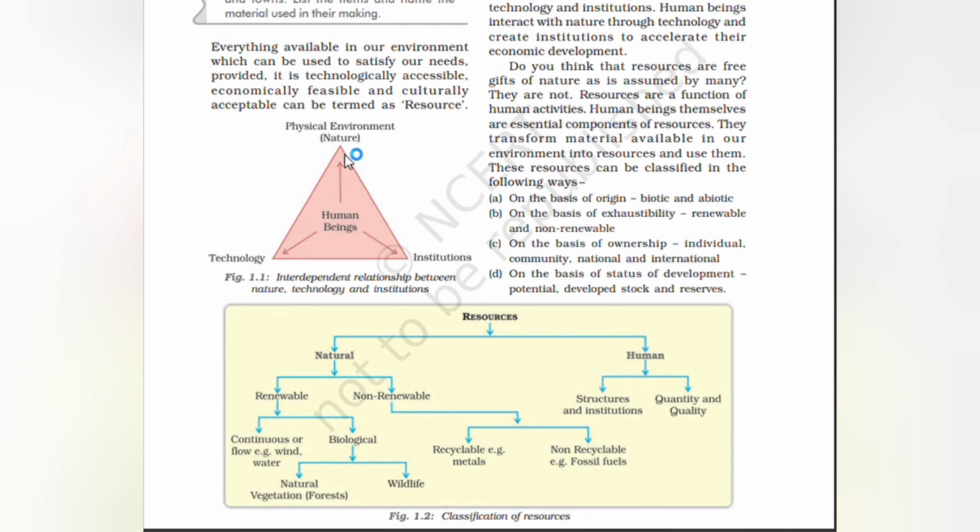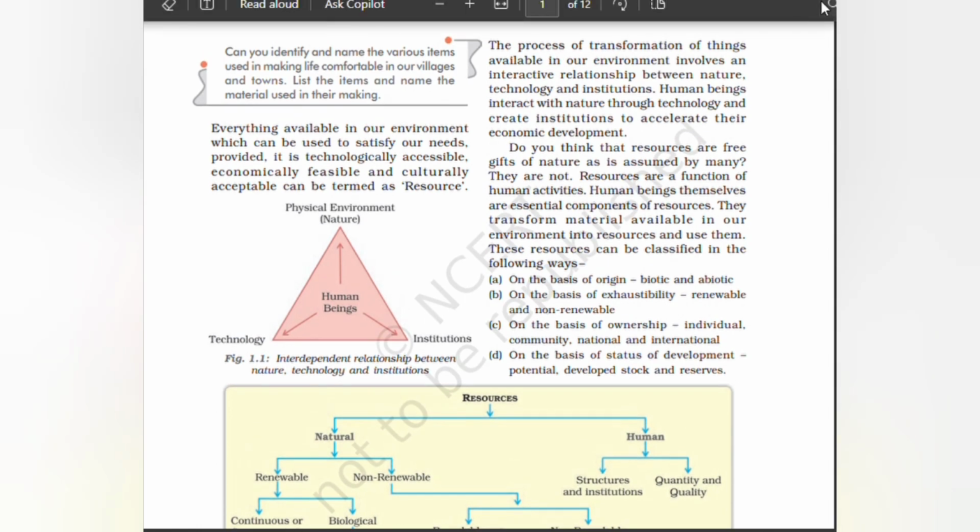Physical environment, nature, human beings, technology, institutions. Interdependent relationship between nature, technology, and institutions. The process of transformation of things available in our environment involves an interactive relationship between nature, technology, and institutions. Human beings interact with nature through technology and create institutions to accelerate their economic development.